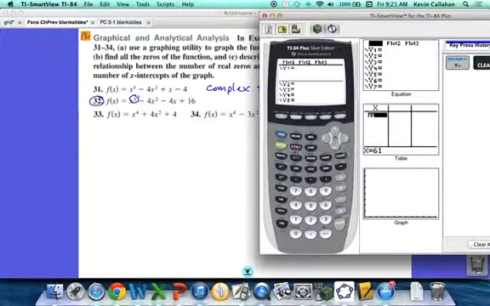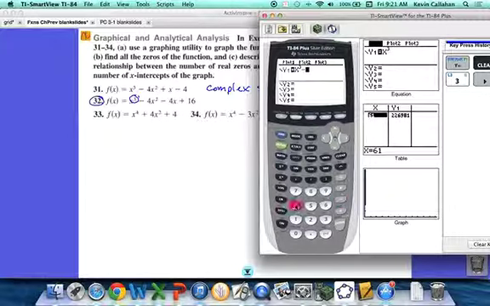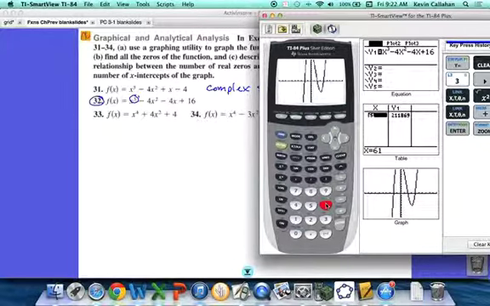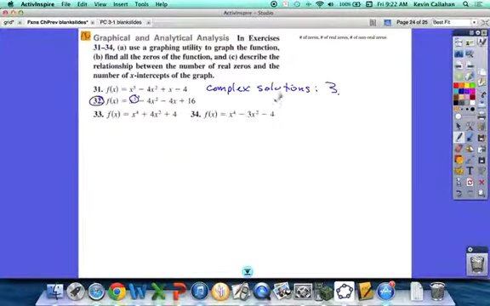So let's see, x to the third minus 4x squared minus 4x plus 16. And I hit graph. So how many real solutions are there? 3. So real, 3. How many imaginary solutions are there? Well, it's got to be 0, right? Because it adds up to 3, and they're all real.